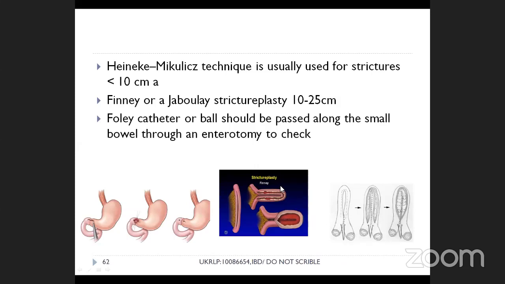So this is the Heineke-Mikulicz technique, applicable if the stricture is less than 10 centimeter, and the Finney or Jaboulay stricturoplasty is applicable if the stricture is more than 10 centimeter, up to 25 centimeter. What happens in this procedure is we make a loop with the strictured segment, with the distal end on one side and the proximal end on this aspect. The antimesenteric borders are opened and made into a continuous lumen like this. So this is called Jaboulay stricturoplasty or Finney stricturoplasty, which is applicable for long strictures.